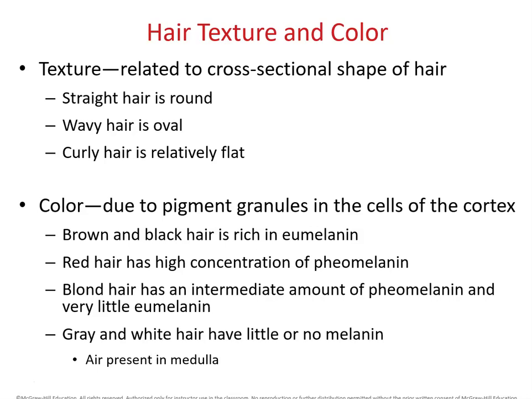Also, the color of your hair is dependent on what pigments are found in the hair. So black or brown hair has a lot of eumelanin. Red hair has the pigment pheomelanin. Blonde hair has more pheomelanin and less eumelanin. And then gray or white hair have more air present in the medulla and have almost no melanin at all.